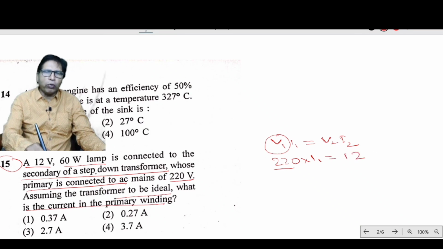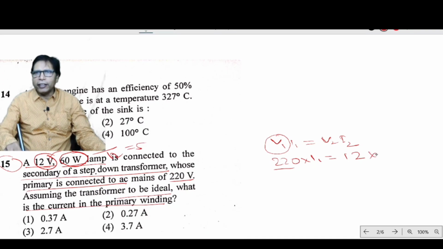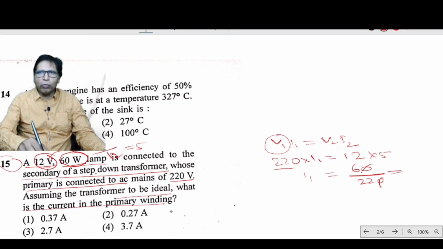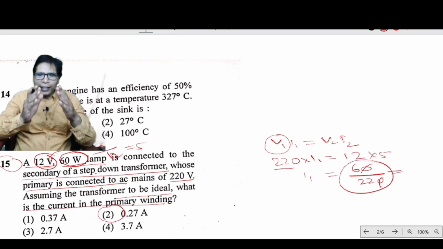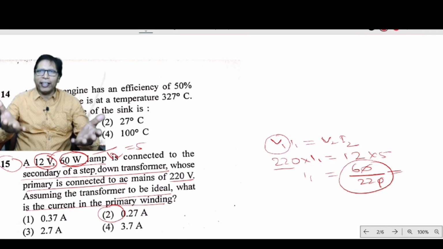Now we have to calculate the current from this data. Power is 60 watt, voltage is 12 volt, so current is 60 by 12. So this is the 5 ampere. So I1 equals 60 divided by 220. So this is almost 7 ampere, the current in the primary winding.